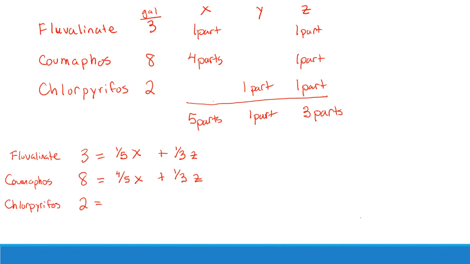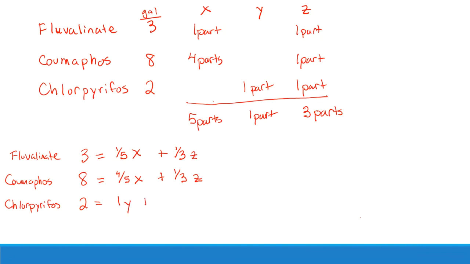And so we need 2 gallons total. The spray X doesn't contain any of that, so I don't have to write that down. I do have that chemical in Y. Y is only chlorpyrifos, so that's just 1 part out of 1, which is 1.